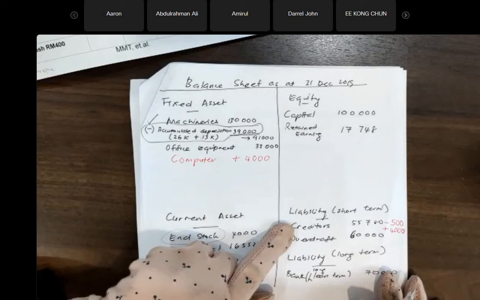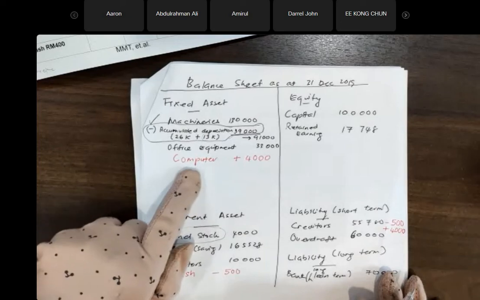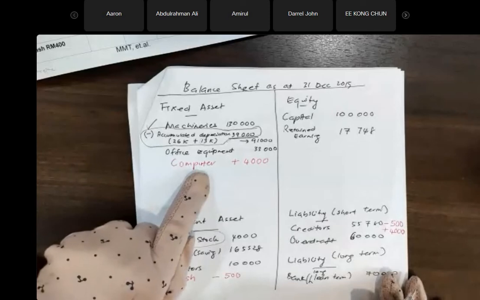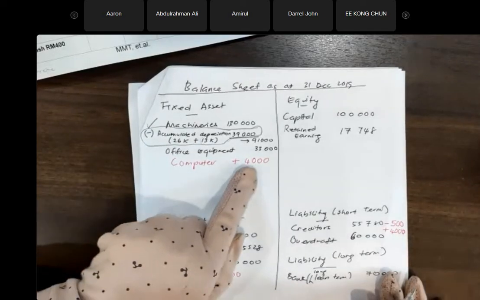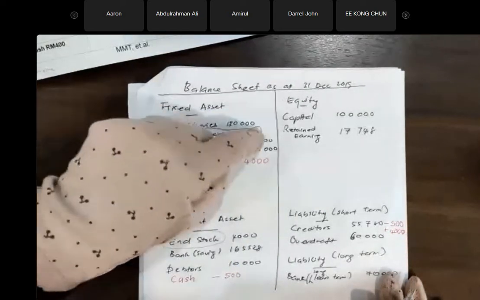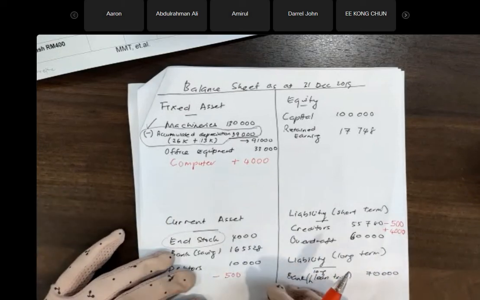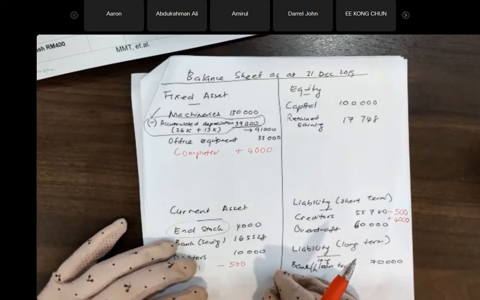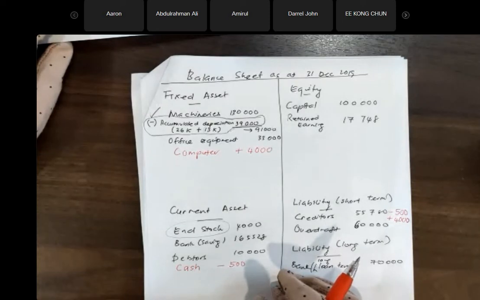Faham? So why did I put computer here? Because I do not have the list of computer here, so I have to put computer. The tulisan ni computer 4,000. If I have computer here, I just put plus 4,000 je lah. Okay, boleh? So far okay kan?